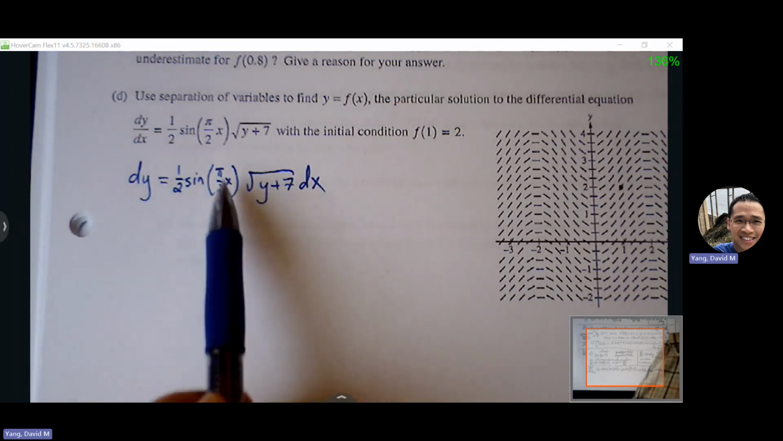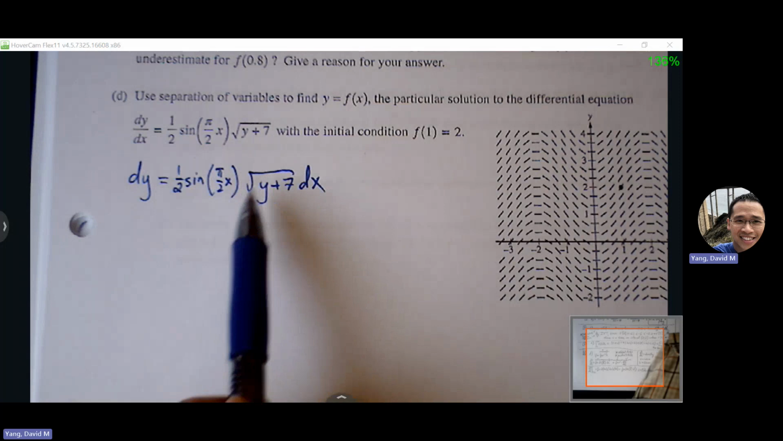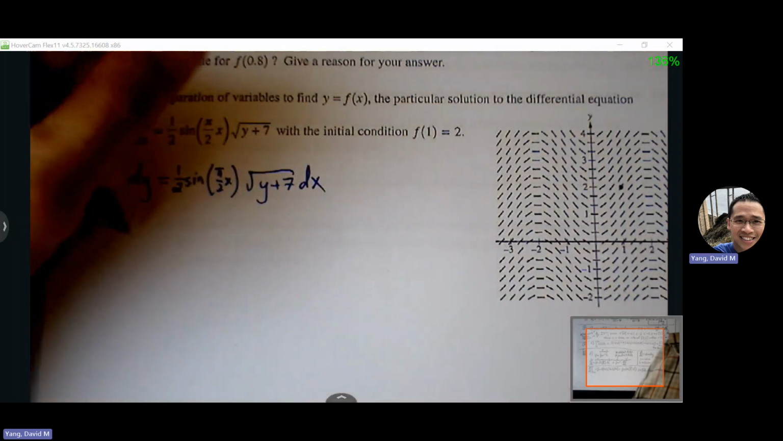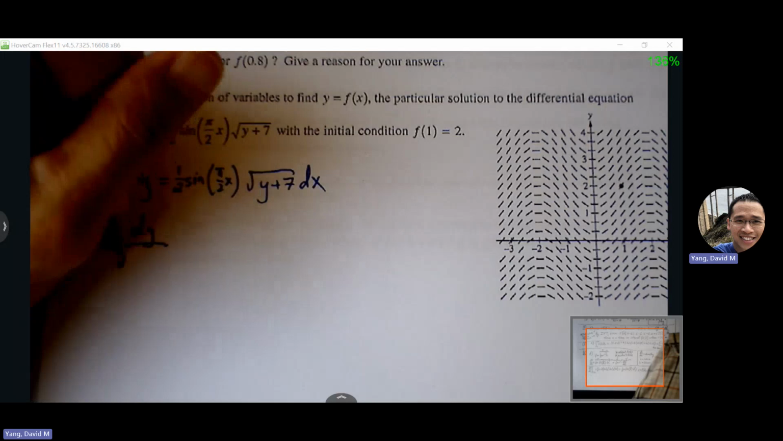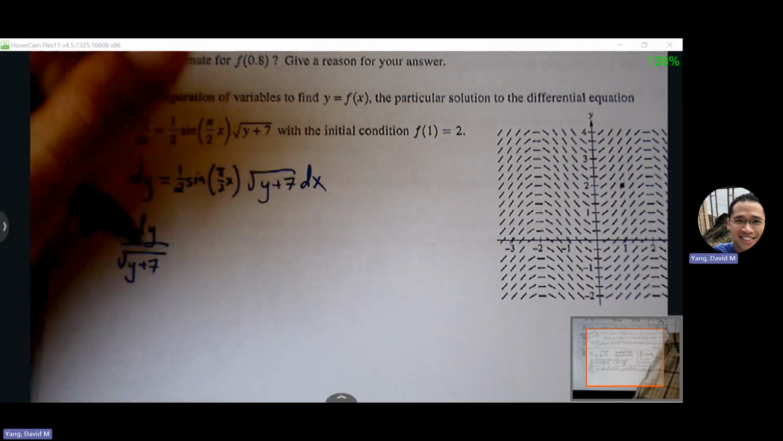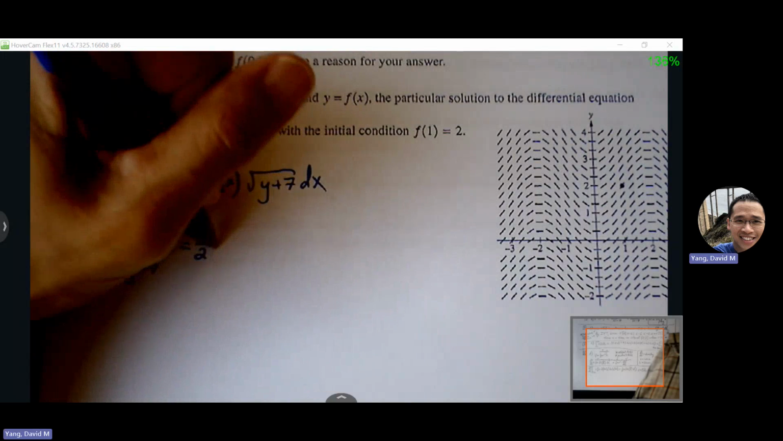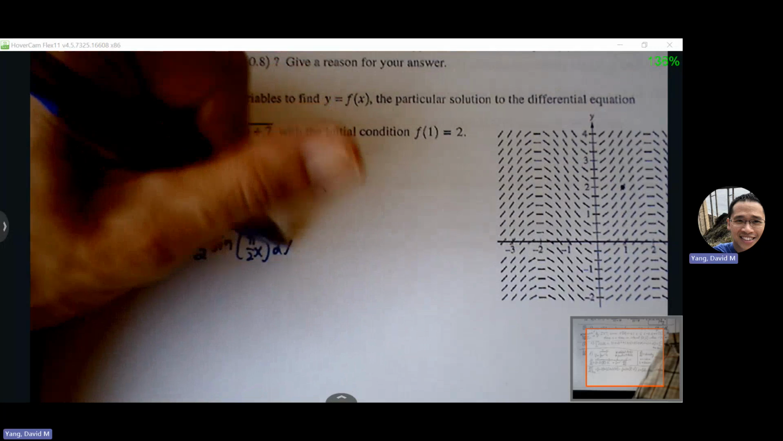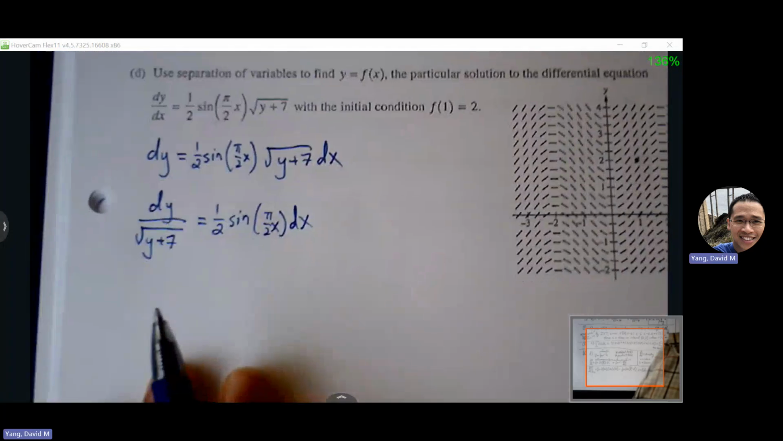Because all these are being multiplied. Now, if it was being added, then I would subtract it, but these are being multiplied. So the way you undo multiplication is division. So if we divide that root y plus 7, where's it going to end up? On the left. But where on the left side? Numerator or denominator? The denominator, yeah. So dy divided by root y plus 7 is equal to 1/2. Now, we haven't done any calculus yet, but just by going from here to here, you've earned 1 point.